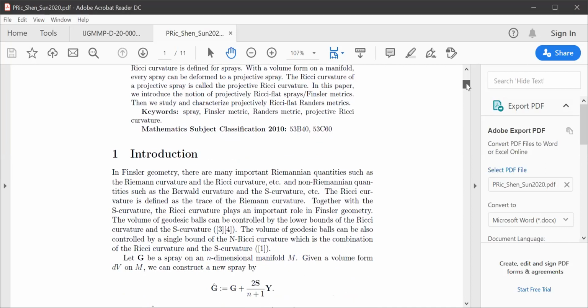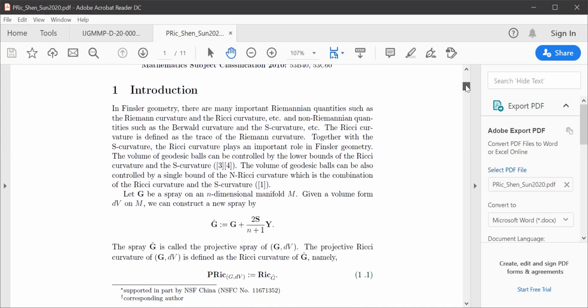So what is the so-called projective Ricci curvature? I have to begin with a so-called projective spray. You give a spray G, and then you modify the spray G using the S curvature. The S curvature must depend on volume. In some papers, people just consider Finsler metrics. That's fine. Then for every Finsler metric you have an associated volume form, and then you have the S curvature.